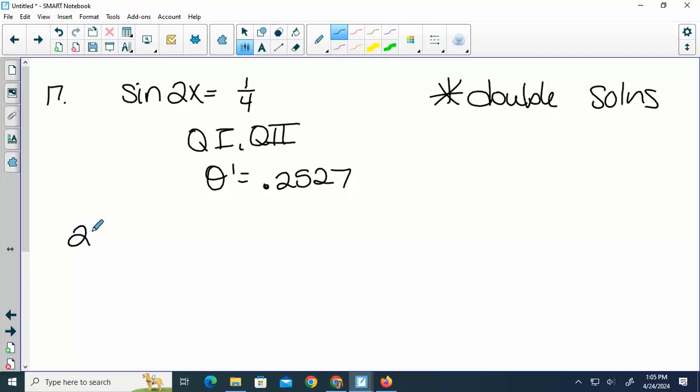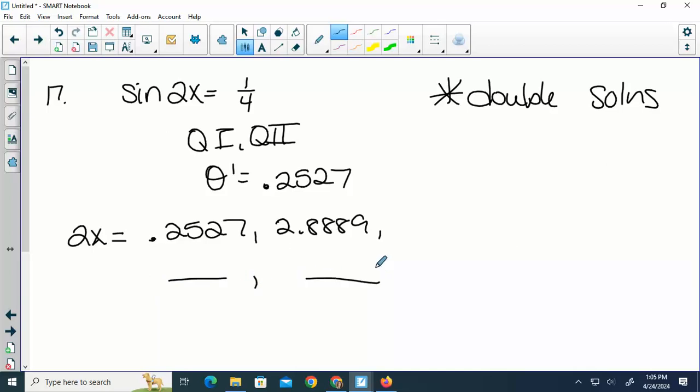So my angle, 2x, could equal, in quadrant 1, my reference angle is my angle. How do we get it in quadrant 2? 180 minus. Pi minus. Oh my gosh, I was wondering why that pi got so big. But double solution, so how do I get the next two? Add 2 pi. Add 2 pi to each of them.